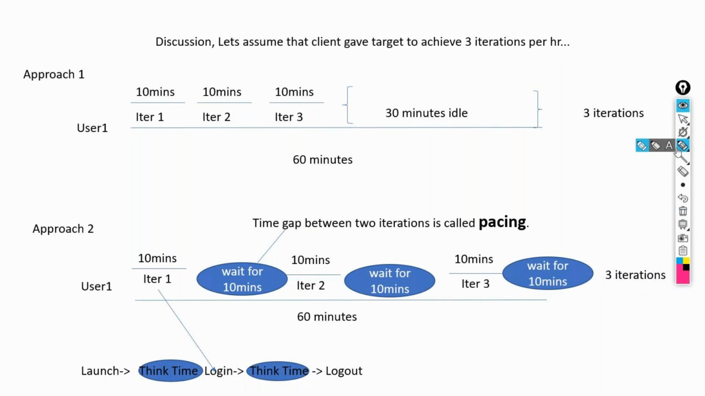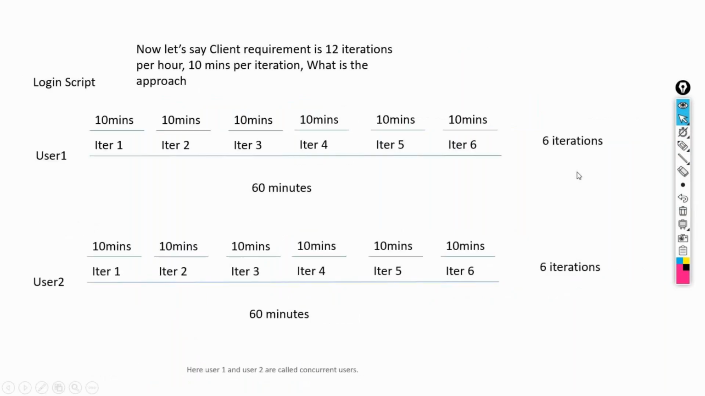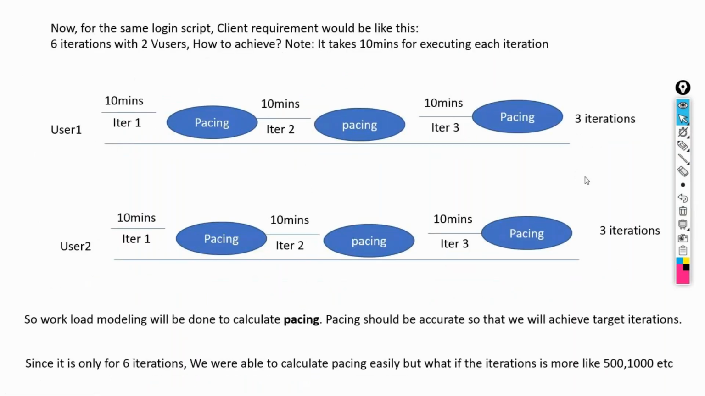Whatever the target is given, based on that we need to calculate pacing. Workload modeling is all about calculating pacing. Pacing will be implemented to evenly pace the execution for each user, so that at the end of the test, if you go back and verify the results, the target should be achieved. Let's try to understand one more example.